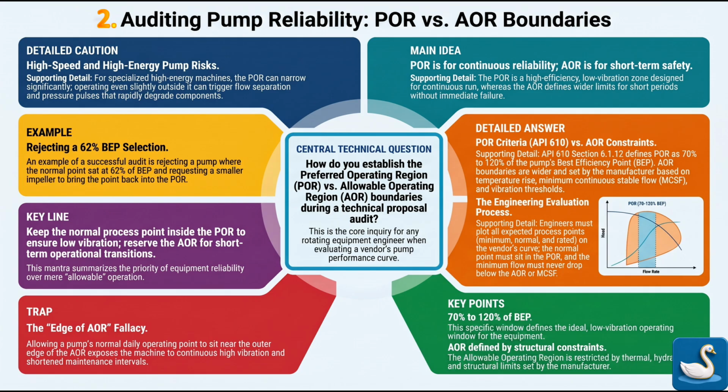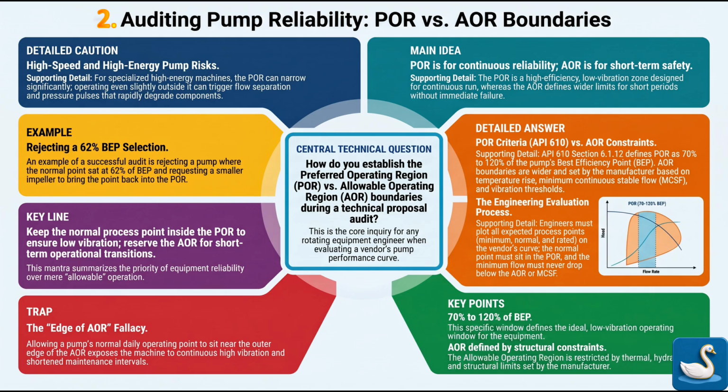As a rotating equipment engineer, you must plot all expected process operating points, minimum, normal, and rated, onto the vendor's performance curve. And they must align. The normal flow point must sit within the POR, and the minimum flow point must never drop below the AOR boundary. To fix the 62% issue, I requested a smaller, reprofiled impeller design from the vendor.